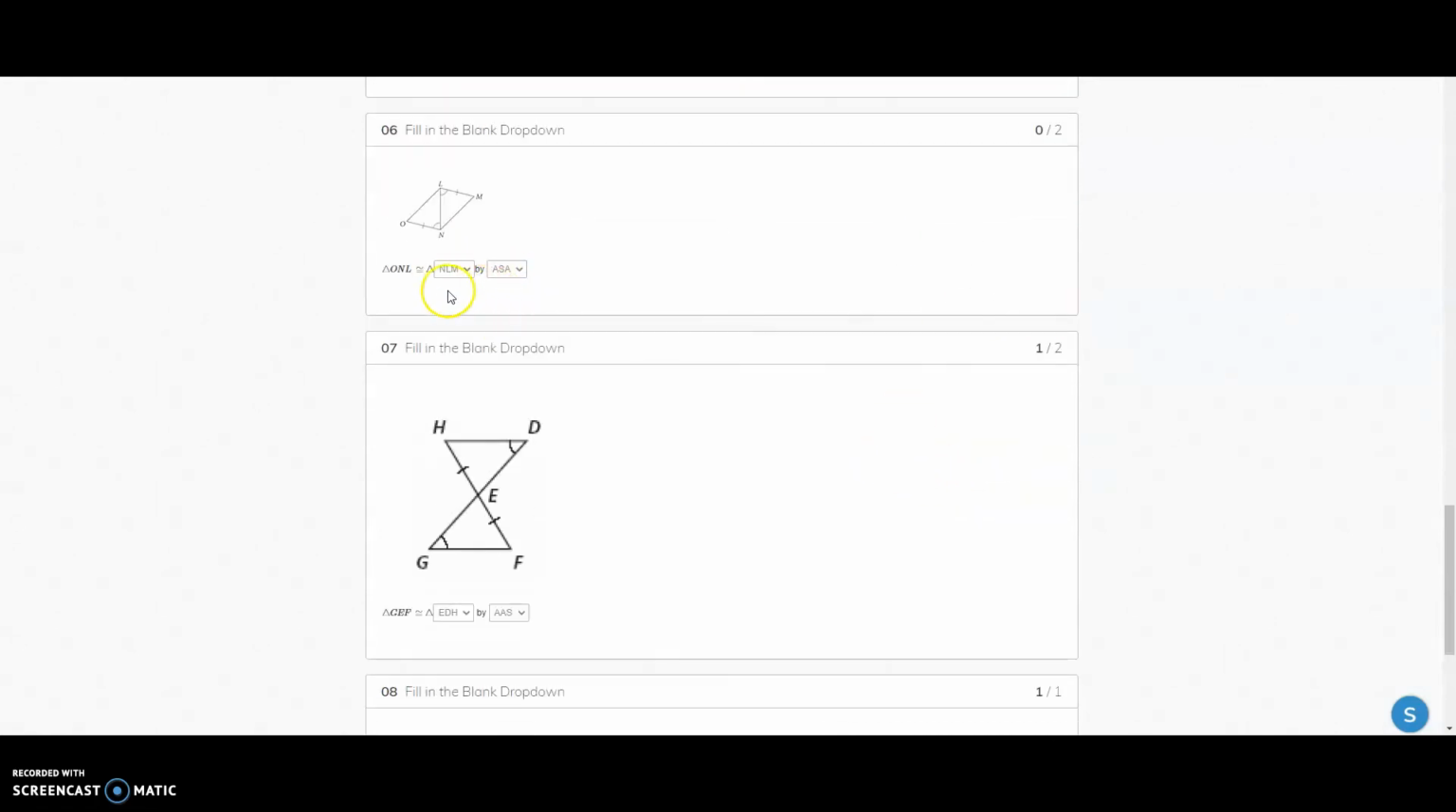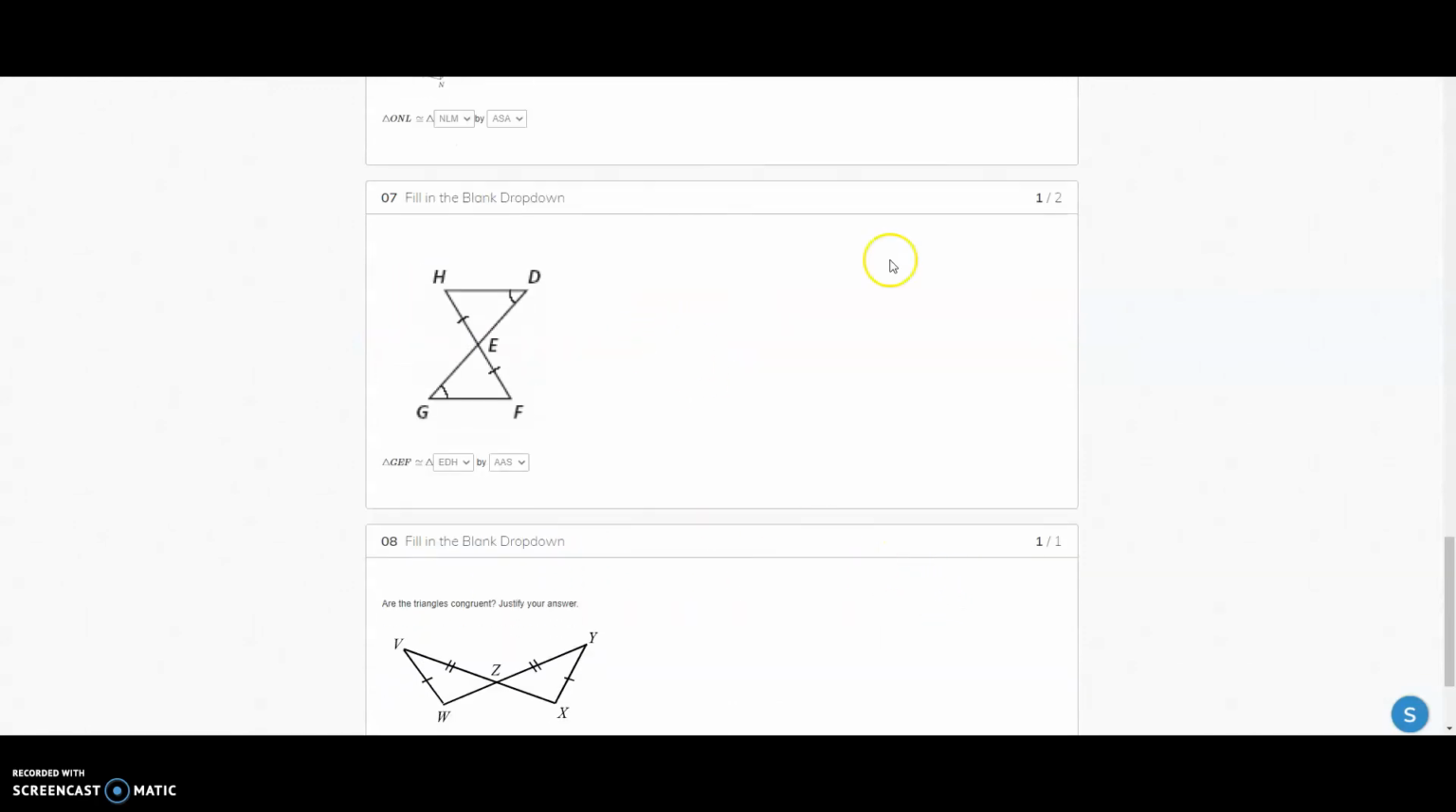So this one's a little bit easier to know that you got both of them wrong. For number 7 here, the person got 1 out of 2, which means one of these is right and one of them is wrong.